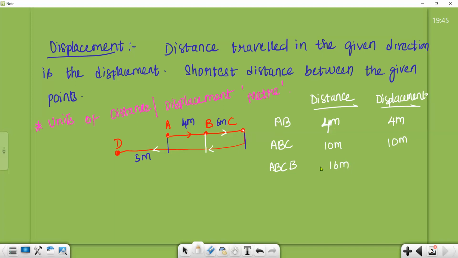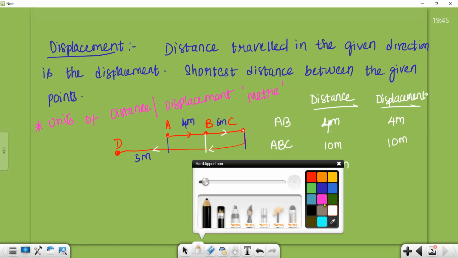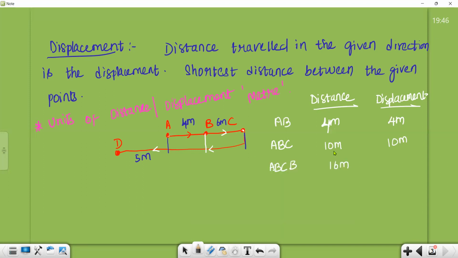Then what about the displacement here? 16 meters? 15? No, think properly. What is displacement? It is the shortest distance, right? The shortest distance between the given points. Initially it is at A, isn't it? No, see here, initially it is at where? Can you please listen, students?